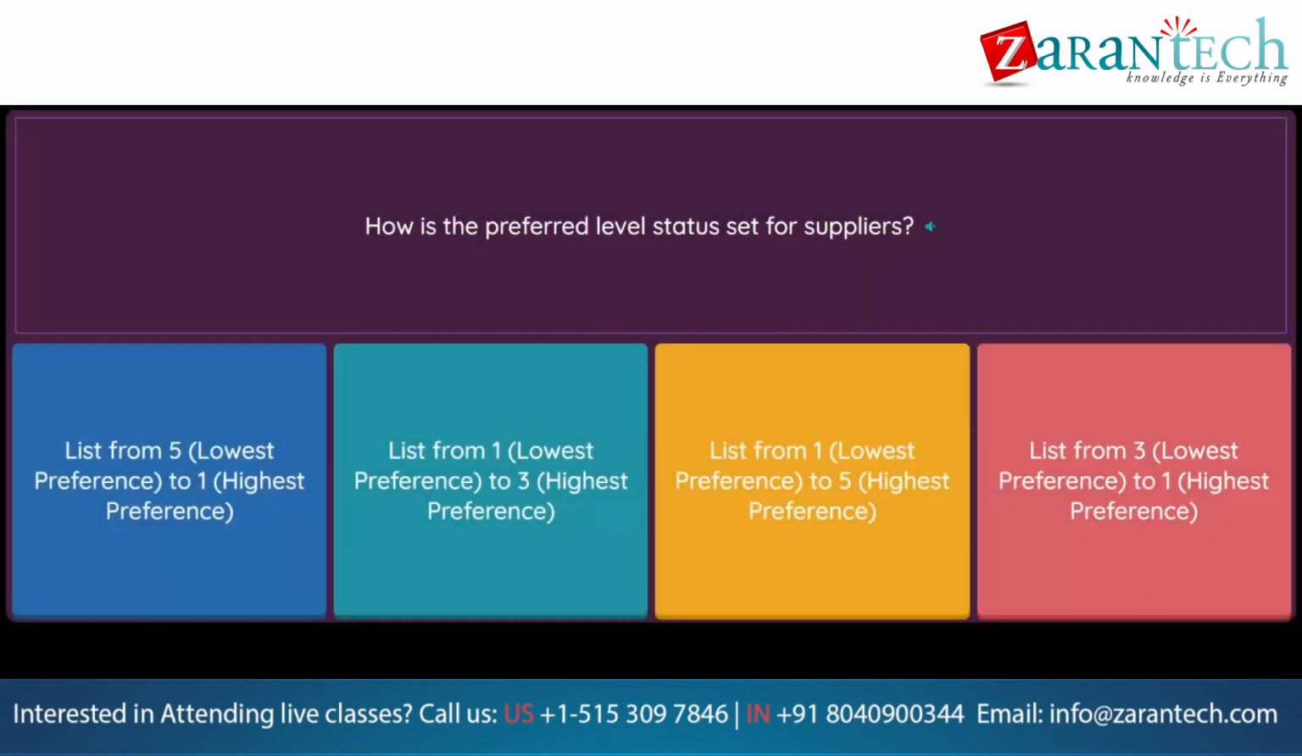Question: how is the preferred level status set for suppliers? Option 1: list from 5, lowest preference, to 1, highest preference. Option 2: list from 1, lowest preference, to 3, highest preference. Option 3: list from 1, lowest preference, to 5, highest preference. Option 4: list from 3, lowest preference, to 1, highest preference.